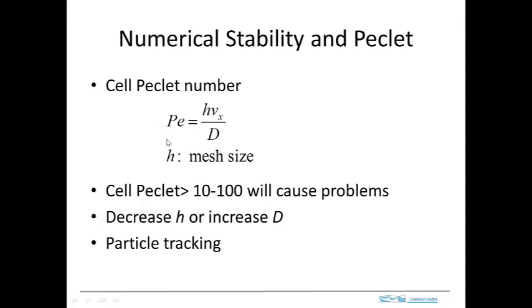If you do have problems and for whatever reason you can't decrease the mesh size, one reason would be that it makes the runtime very long, and there's no physical justification for increasing D, then what you might consider is using particle tracking instead of solving for the concentrations.